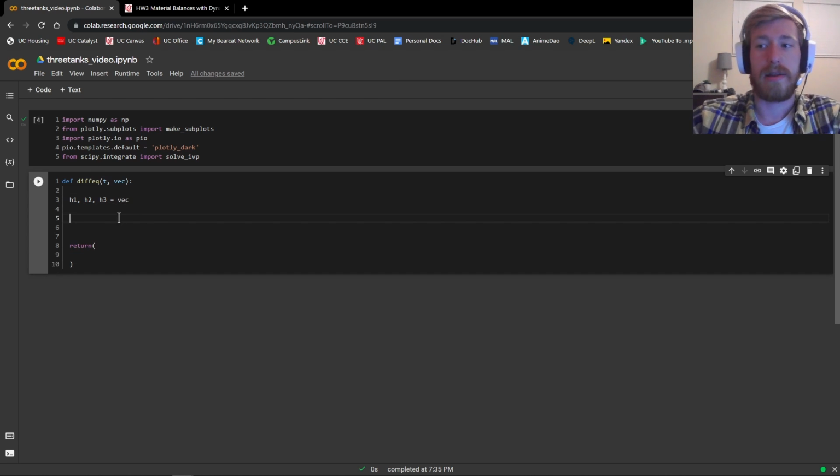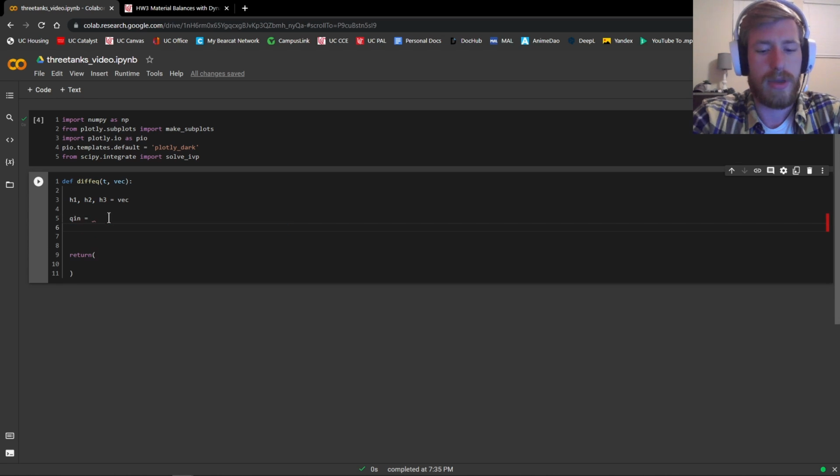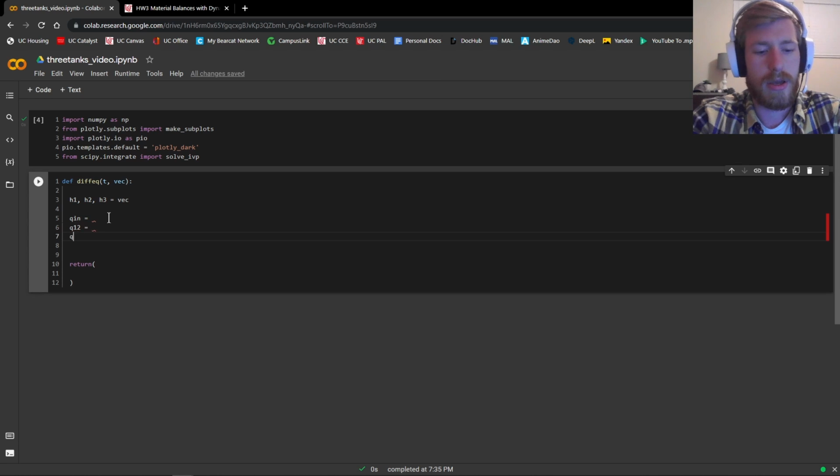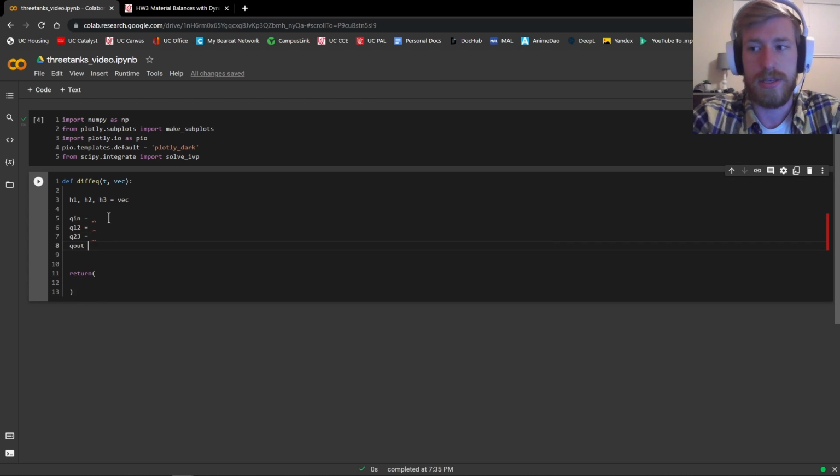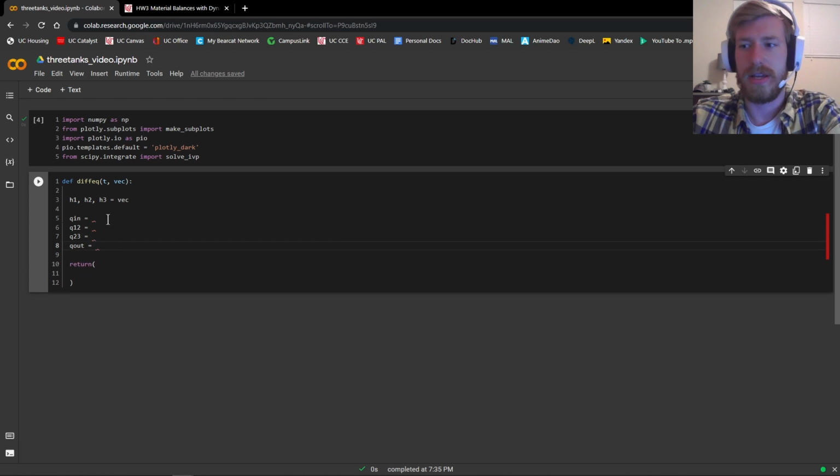Now, as far as modeling the differential equations, we wrote those differential equations, if you'll remember, in terms of the flows. So instead of writing everything out directly in the return, we're going to do a little bit of work ahead of time to make the return lines look nicer. So we're going to do Q_in is equal to, Q_1_to_2 is equal to, Q_2_to_3 is equal to, and then Q_out is equal to. So that's easy. That'll be pretty nice to handle.